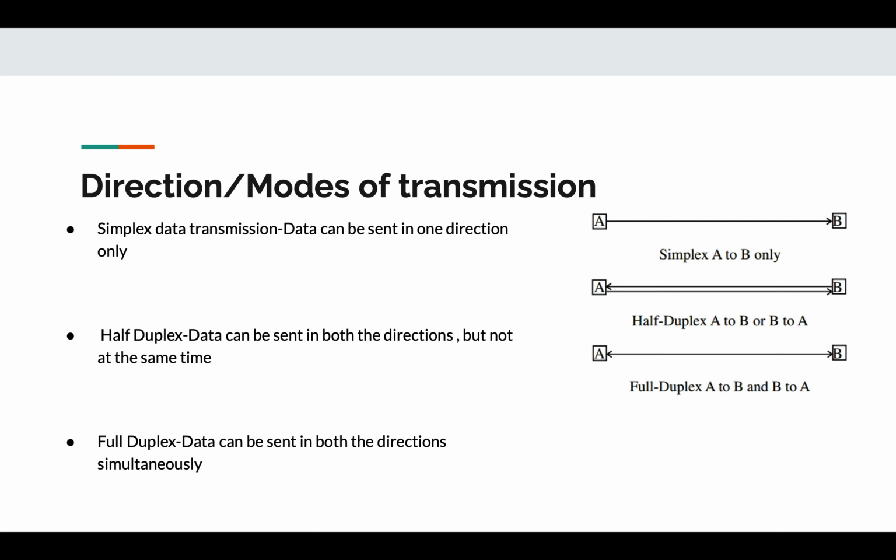Number two, half duplex data transmission. Data can be sent in both the directions but not at the same time. A classic example of this could be an email. Number three, full duplex data transmission. Data can be sent in both the directions simultaneously.